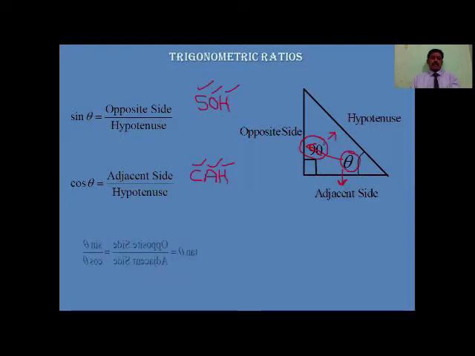Similarly, we are going to define tan theta. The tan theta is defined as opposite side by adjacent side. We can also write tan theta as sin theta by cos theta. To remember this, we can write the term as TOA. T means tan, O means opposite side, A means adjacent side. This is the way we can define the trigonometric ratios and remember them.